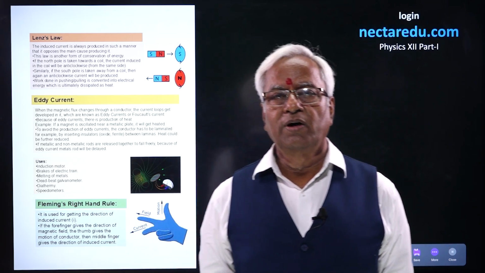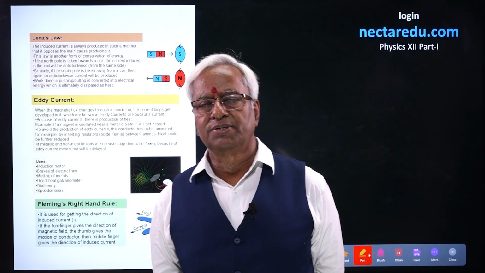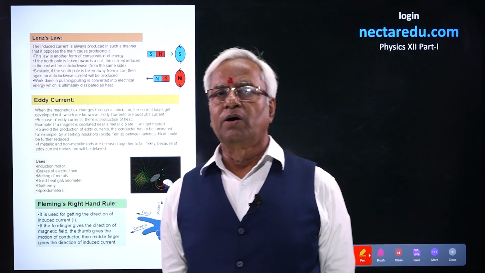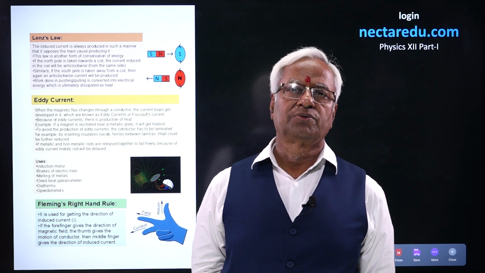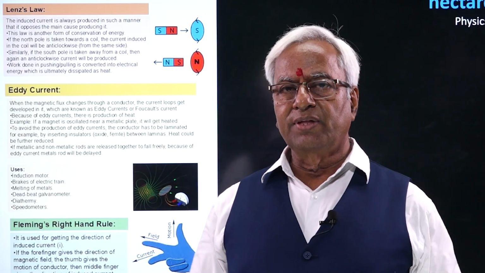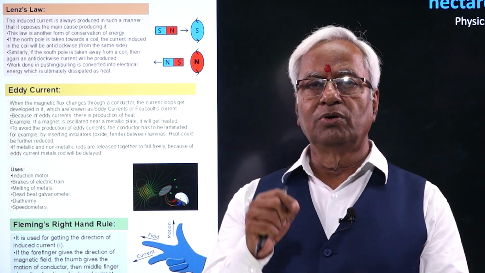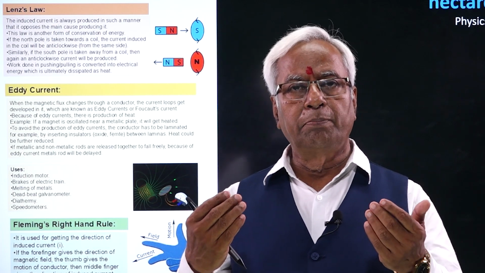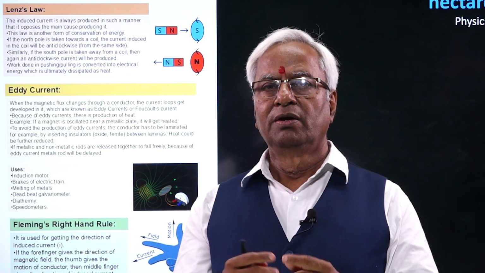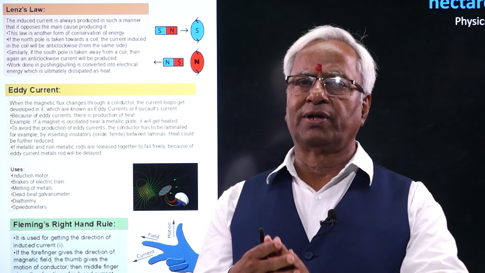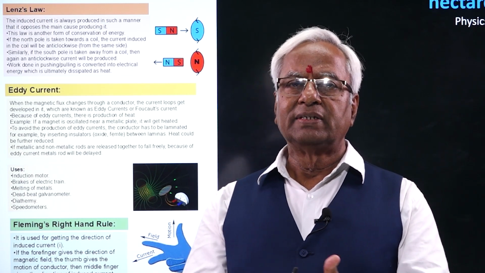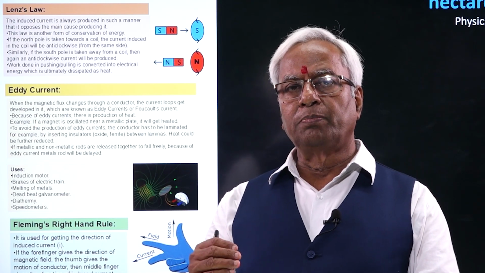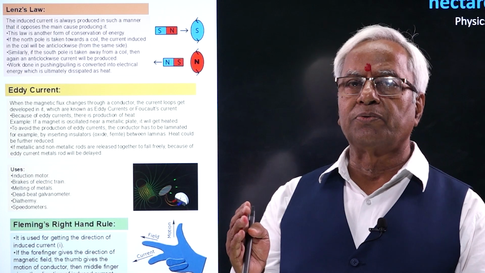Lenz's law. It's one of the important laws considered in this chapter, electromagnetic induction. This law speaks about the current induced in the process. This law says that induced current is always produced in such a manner that it always opposes the main cause, which was responsible for its production. Listen again. The induced current is always produced in such a manner that it opposes the main cause producing it.